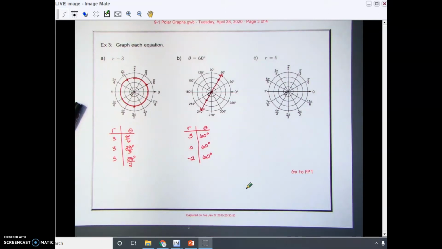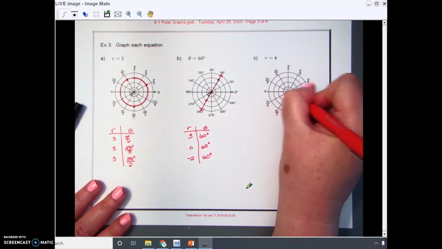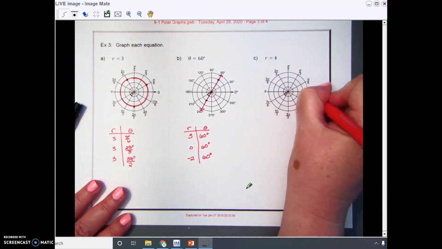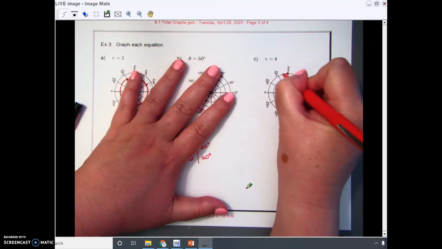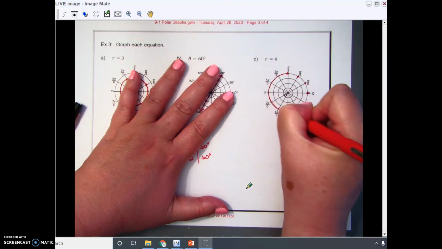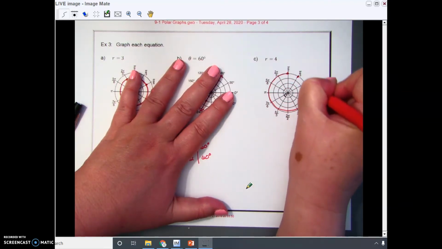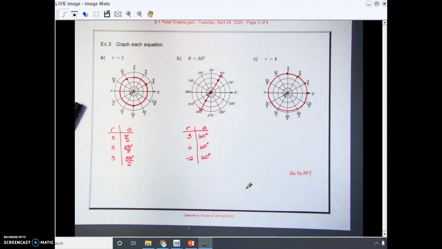So take a moment to pause the video and see if you can answer C. So hopefully you've had a moment to do that. So if r is equal to 4, that means no matter what angle I ask about, the r is going to be 4 all the way around. And so hopefully you recognize that that was going to be a circle, and I'm terrible at drawing circles. And so that'll be the circle where r is equal to 4.